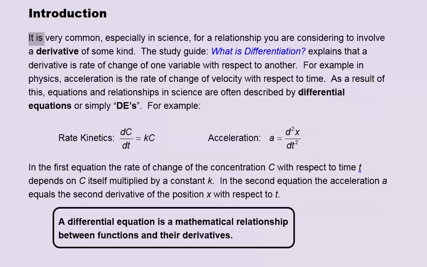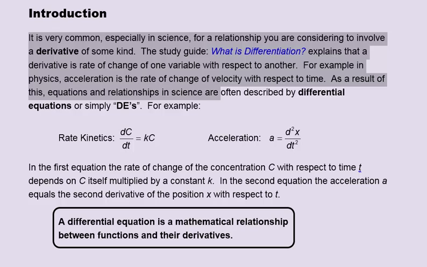Introduction. It is very common, especially in science, for a relationship you are considering to involve a derivative of some kind. The study guide, What is Differentiation, explains that a derivative is the rate of change of one variable with respect to another. For example, in physics, acceleration is the rate of change of velocity with respect to time. As a result of this, equations and relationships in science are often described by differential equations, or simply DEs.